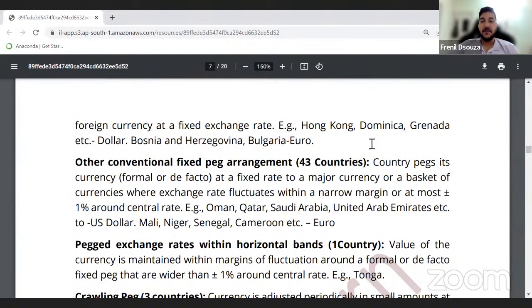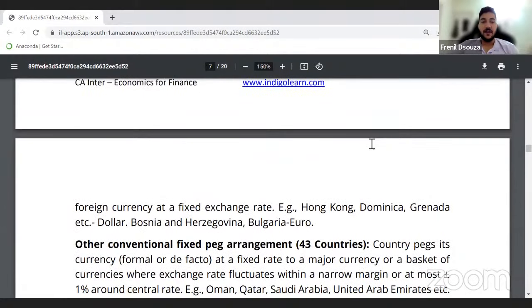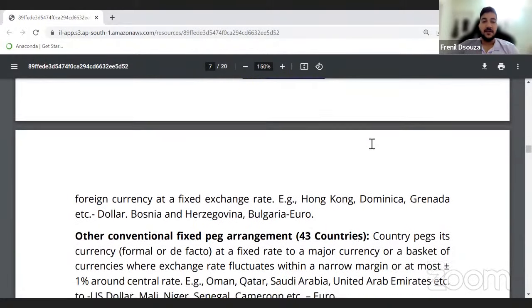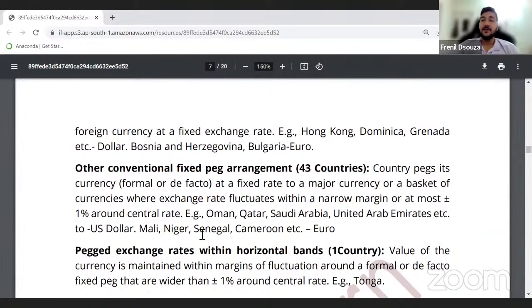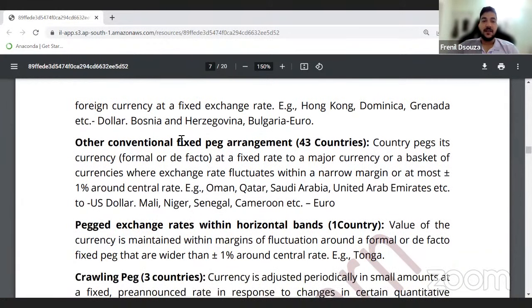Example is given of Hong Kong, Dominica, Grenada. And here what happens, the fixed rate is decided for a particular foreign currency or a basket of currencies. Next we have other conventional fixed peg arrangements. There are around 43 countries which are following that.